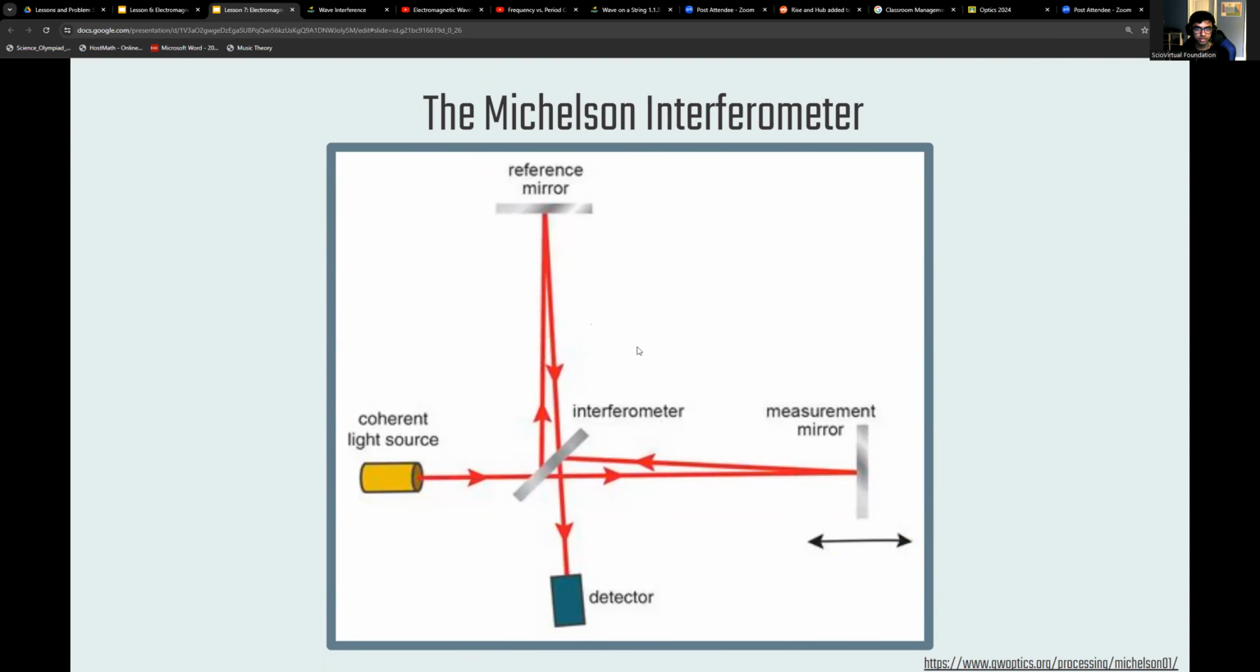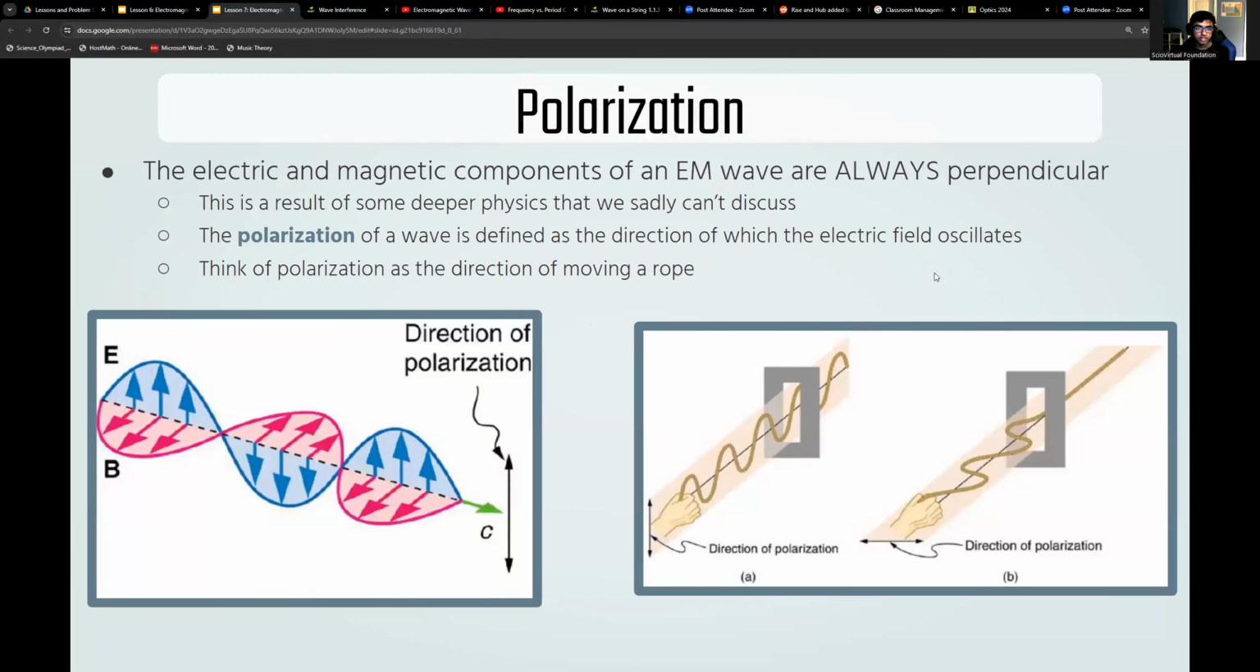Now we're going to talk about polarization. So the electric and magnetic components, as you said earlier, of an electromagnetic wave are always perpendicular. And polarization is defined as the direction in which the electric component of that field oscillates. The blue right here is our electric component, and our polarization is the direction that blue oscillates. You can think of polarization like literally when you go up and down on a rope, you're going to be oscillating up and down.